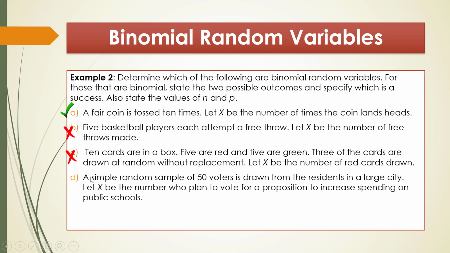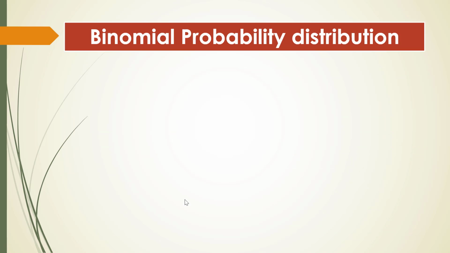So D here is an example of binomial random variables. We have 50 trials; 50 is a fixed number. The 50 trials are independent. The probability of success is the same among these 50 trials, and X is the number of successes. So yes, this is a binomial random variable.